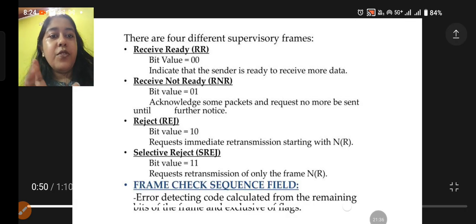Selective reject. So these are the four types: receive ready, ready to receive. Next is receive not ready, where until notified you don't send any frame.